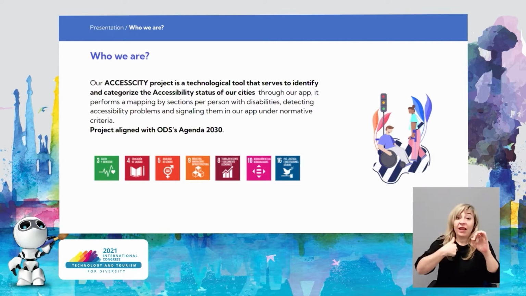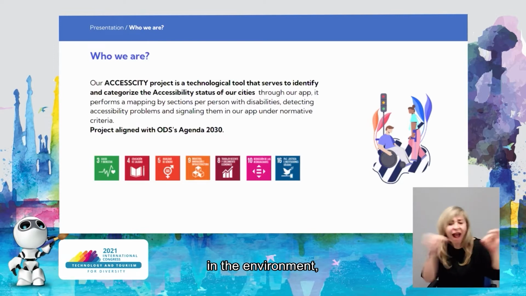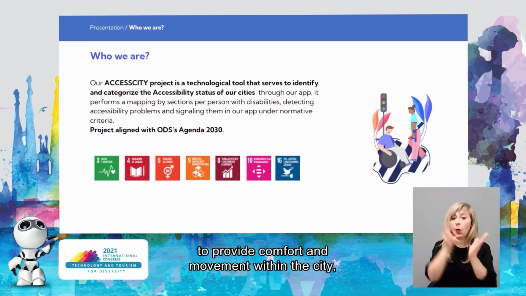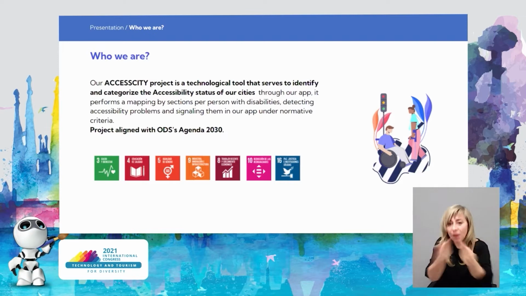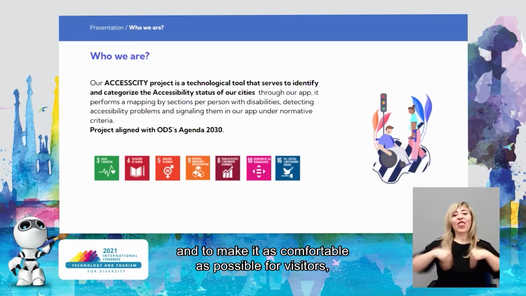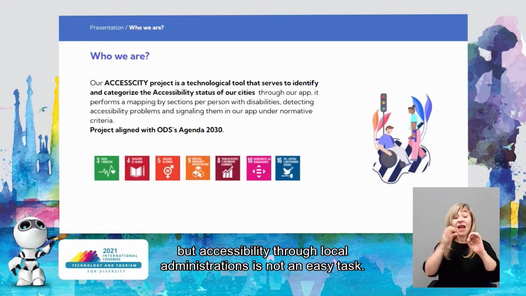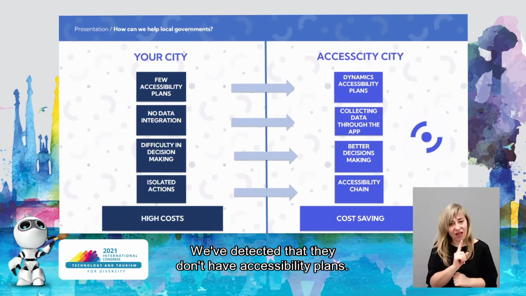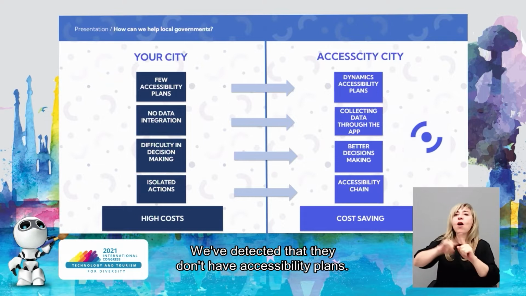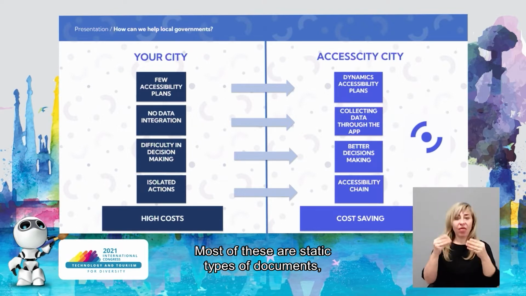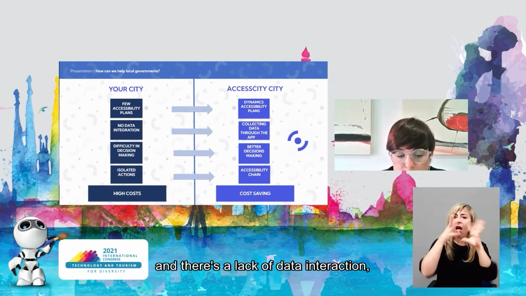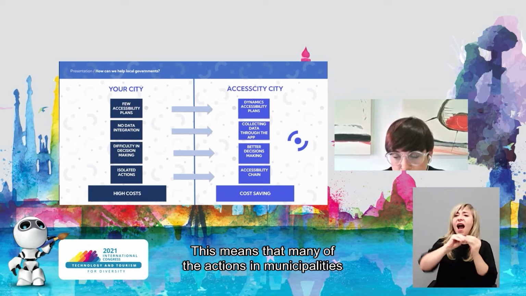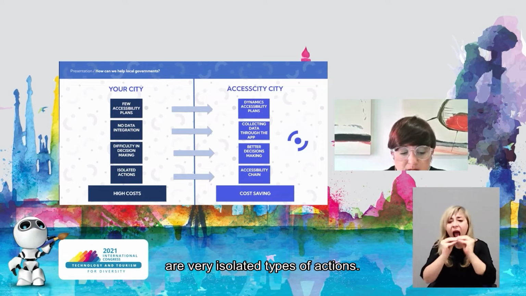One thing that we have to always keep in mind is the environment, to provide comfort and movement within this city, and to make it as comfortable as possible for visitors. But accessibility through local administrations is not an easy task. We've detected that they don't have accessibility plans. Most of these are static types of documents, and there's a lack of interaction of data, and it's difficult to take decisions. So this means that many of the actions in municipalities are very isolated types of actions.